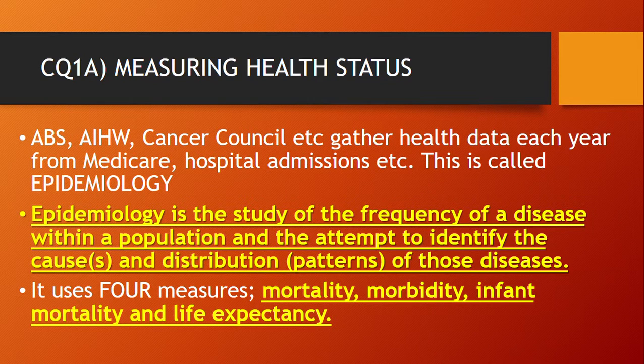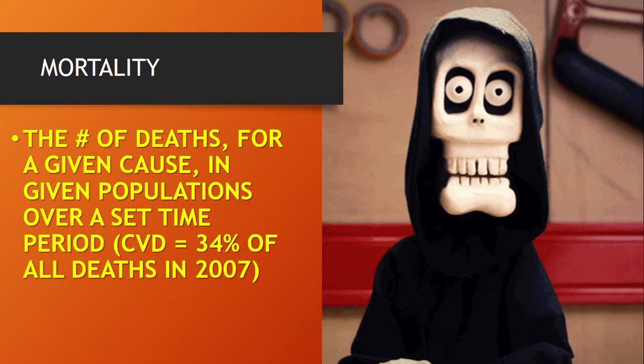So epidemiology is the study of the frequency of a disease within a population and the attempt to identify the causes and distribution of those diseases. So I'll just read that out again. It's really important that you be able to write that down. So epidemiology is the study of the frequency of a disease within a population and the attempt to identify the causes and distribution of those diseases. And it does so in 4 ways. So it measures mortality, morbidity, infant mortality, and life expectancy.